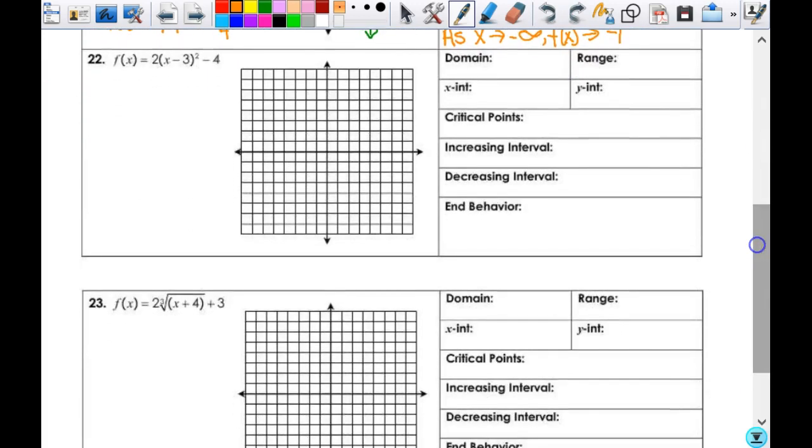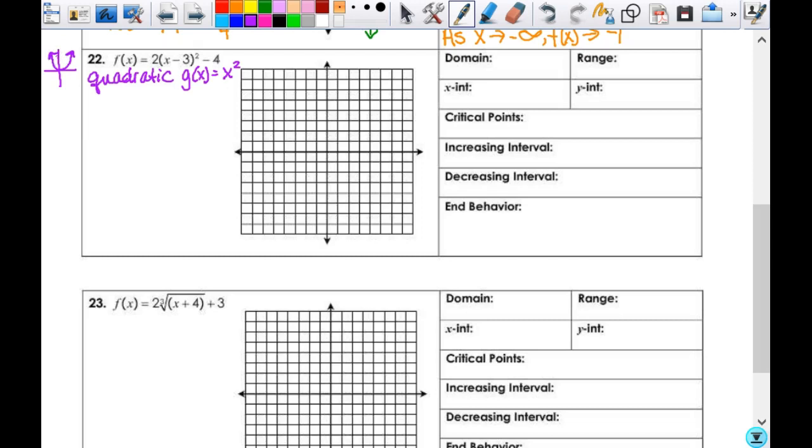Alrighty, so our next one. I got interrupted, so I don't know what the last thing I said was, but number 22. This parent function is a quadratic, and that means that g of x is equal to x squared, and it looks like this.